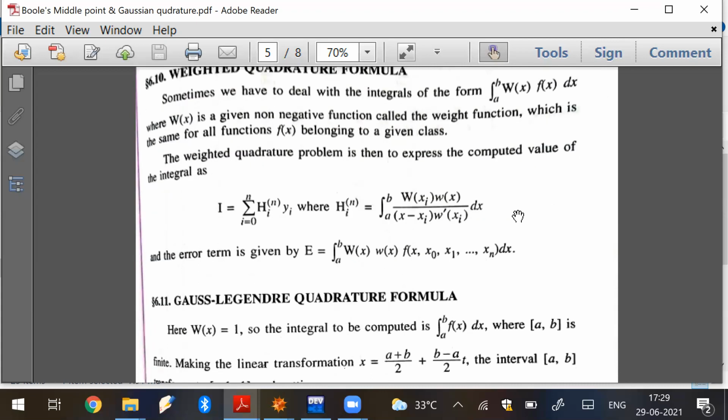Once you take this type of definite integral to be evaluated, the weighted quadrature formula is given numerically by the summation over i running from 0 to n of h_in times y_i. What is h_in? It is given by the Hermite polynomial, which is the discrete part we are talking about. If you see the expression, it is nothing but w(xi) times omega(x) divided by (x minus xi) times omega dash(xi), and the error term is given in this form.